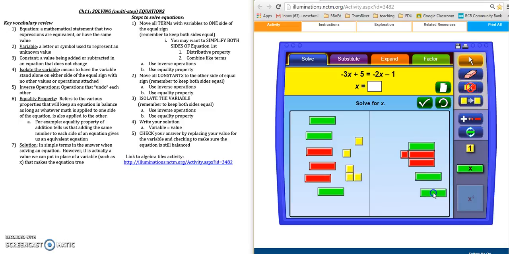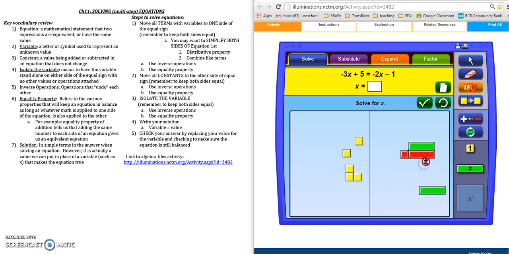Okay, so we need 3 x's on both sides. We put 3 x's on the left, 3 x's on the right. We now use the 0 pairs, and we have a positive and a negative, a positive and a negative, a positive and a negative. Do it to the other side, a positive and a negative, a positive and a negative. So we are now left with x's only on the right-hand side of the equation. So now we have done that part where we have all variables on one side.